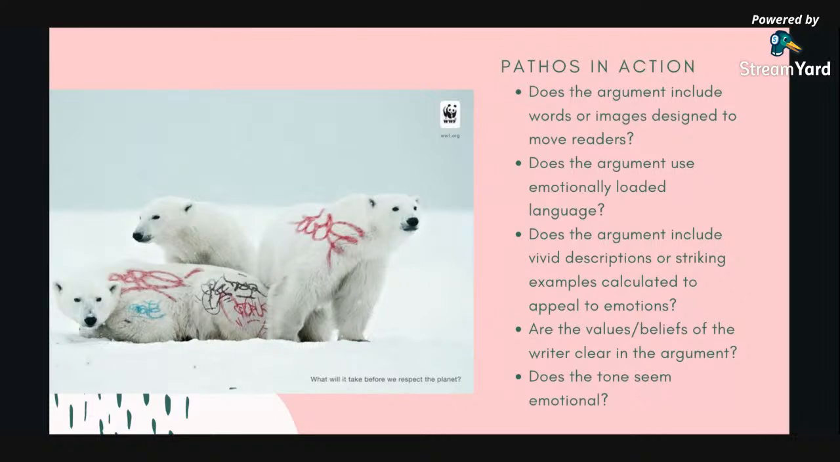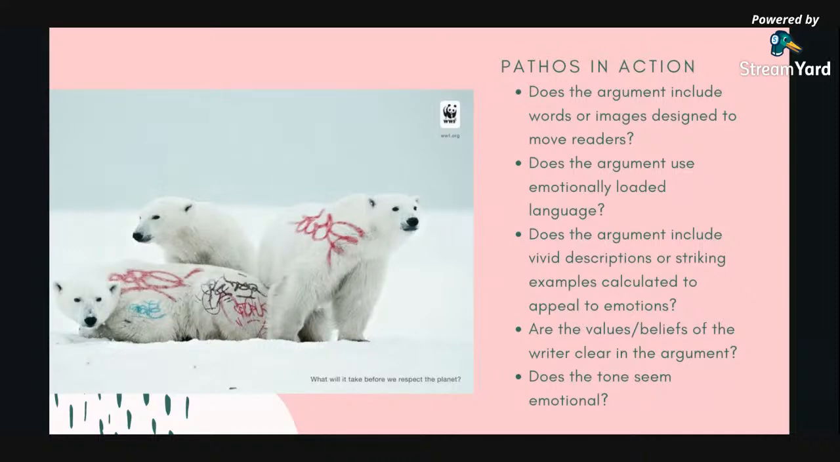Are the values or beliefs of the writer clear in the argument? Yeah, I think it's pretty clear that they are for protecting the animals and the environment. I don't think there's any kind of gray area in there.